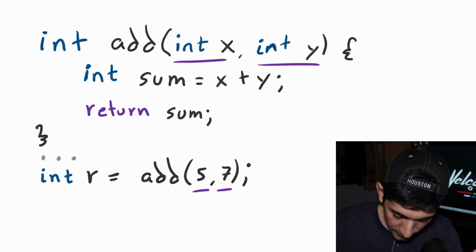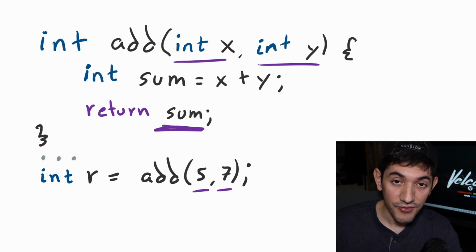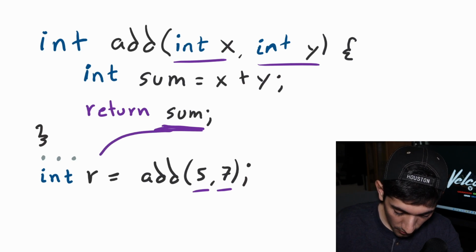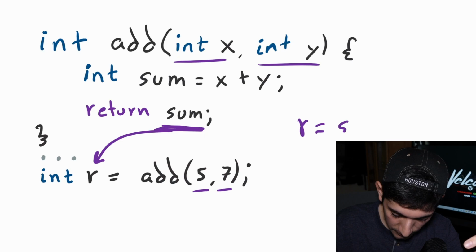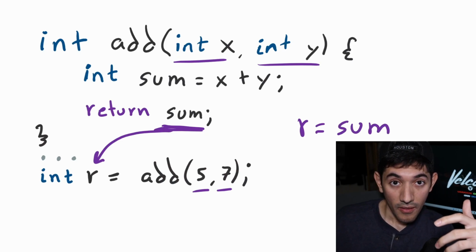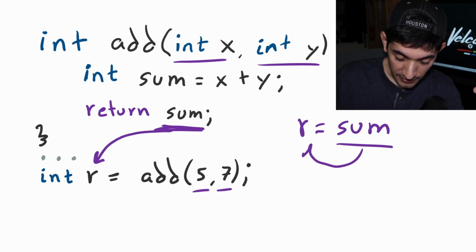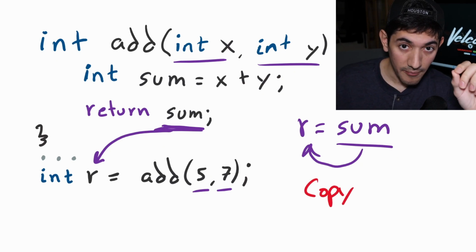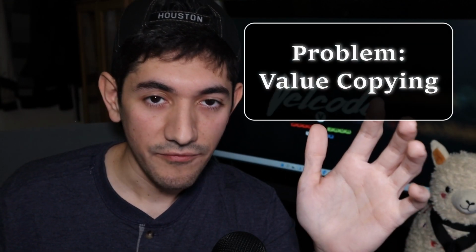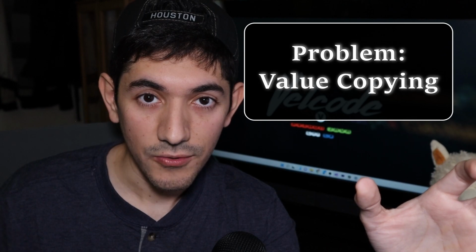But then I return sum, right? So sum goes back. And where does sum go? Goes into r. So in other words, I am doing something like r is equal to sum. And so what's inside of sum gets copied into r. So I want you to hear again that keyword, copy. The problem here is that we are copying values from one variable into another.